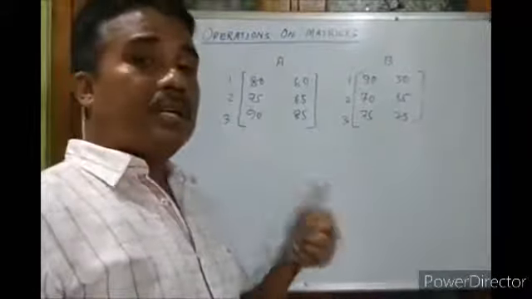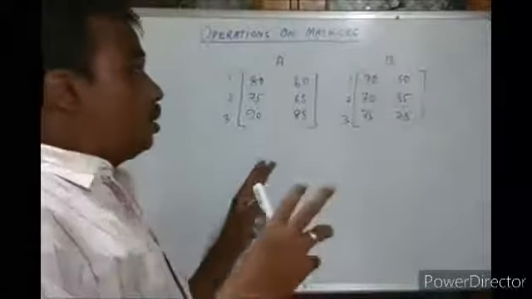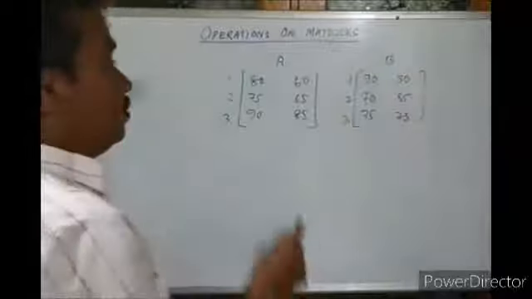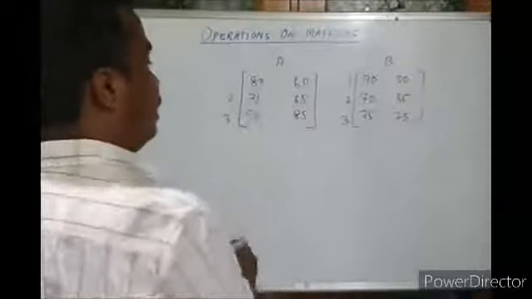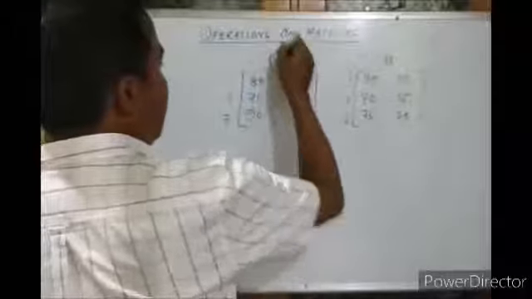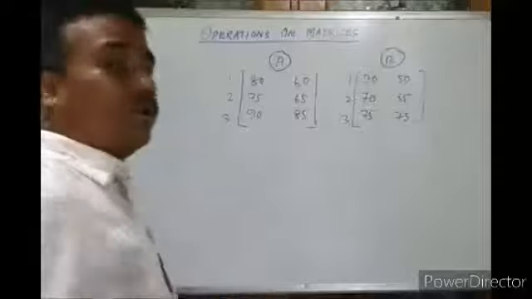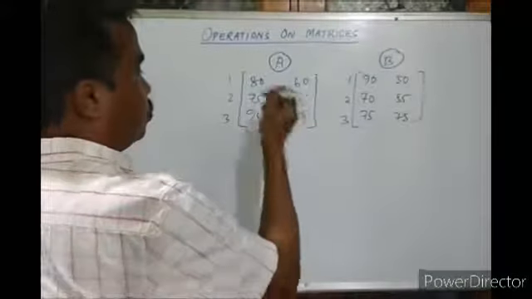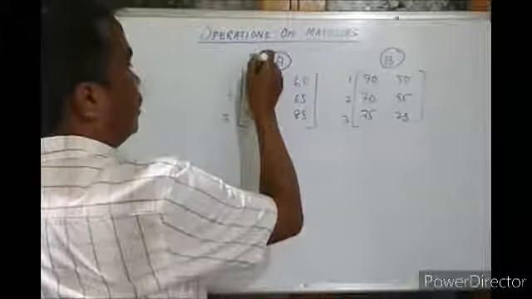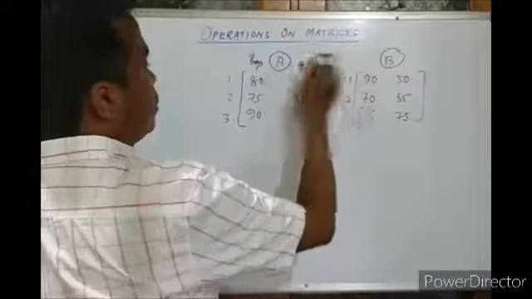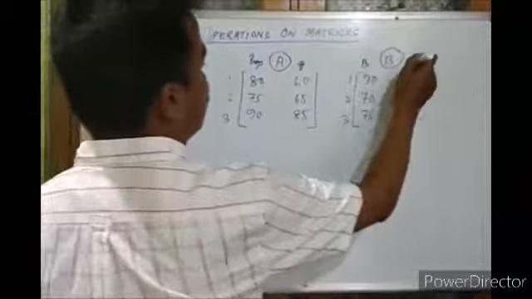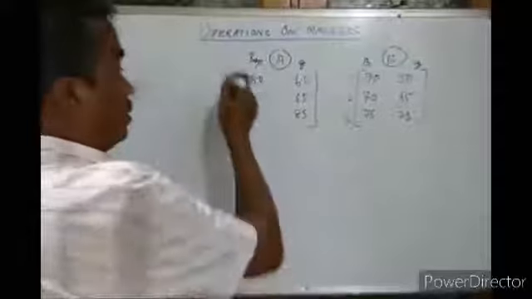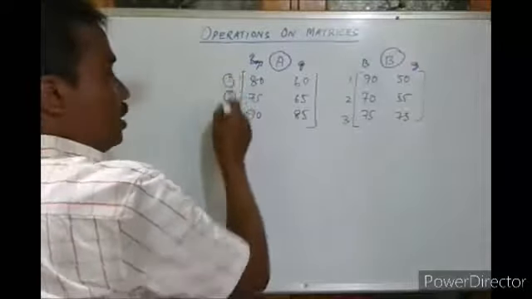So let us consider a real life situation. One person called Fatima has two factories, factory A and factory B, where she makes sports shoes for boys and girls. These are the boys shoes, these are the girls shoes. This is factory A, factory B, and of various price ranges: price range 1, price range 2, price range 3.